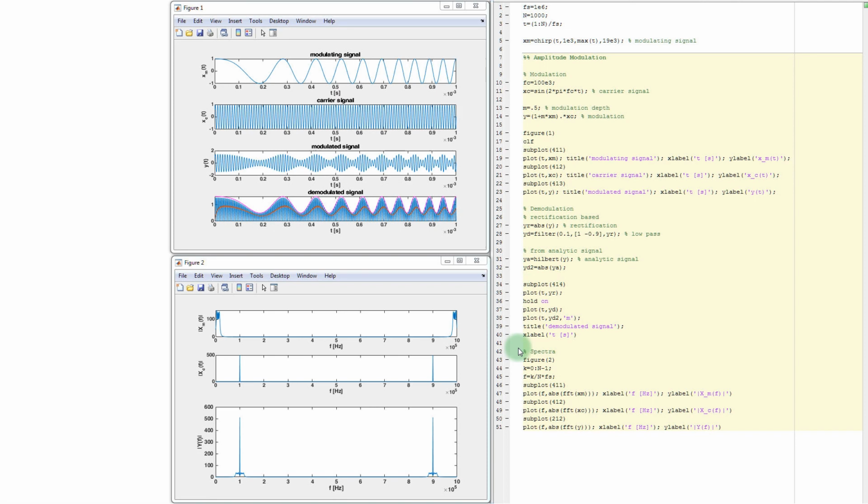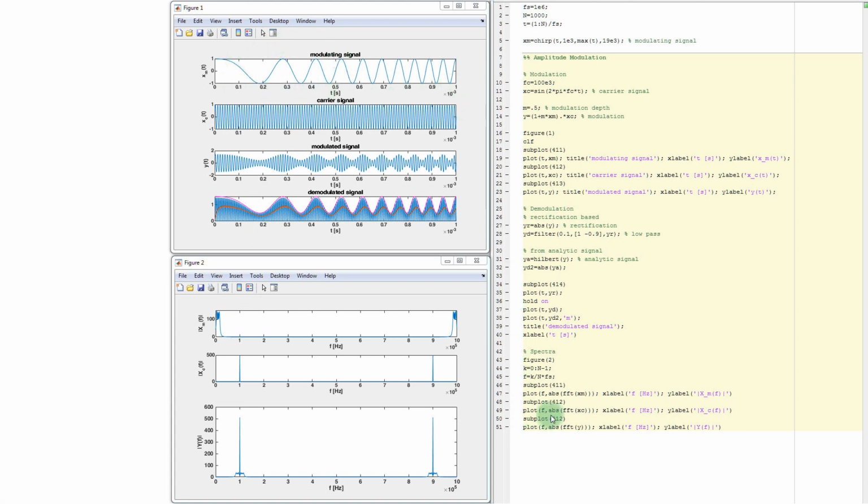Now let's take a look at what this amplitude modulation looks like in the spectral domain. With this command, I will plot the absolute value of the spectrum of my modulating signal. On the horizontal axis, I will plot the vector of frequencies which I have generated here. The spectrum of the modulating signal looks like this. This is the spectrum of this chirp signal.